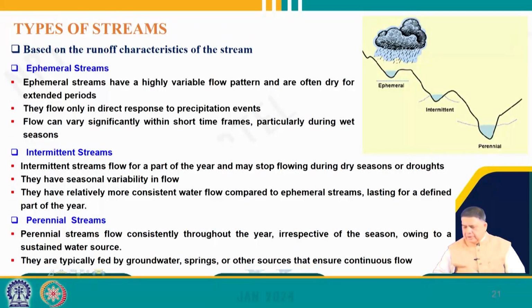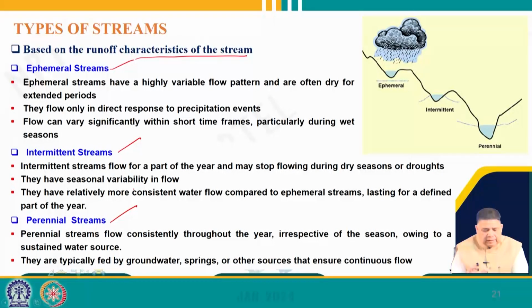Now, we come to the types of streams, and based on the runoff characteristics, streams are categorized as ephemeral streams, intermittent streams, and perennial streams. The basic difference between these is the flow carrying period in a given year. A perennial stream carries water throughout the year, an intermittent stream carries flow during the monsoon season or whenever there is rainfall, and ephemeral streams only carry flow during a storm or immediately after a storm.